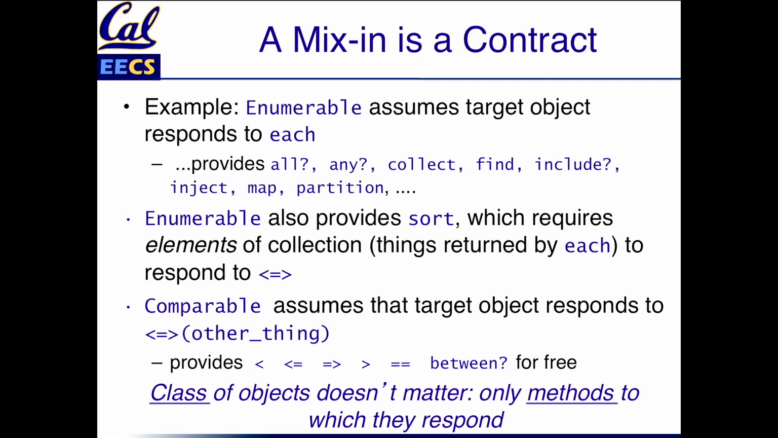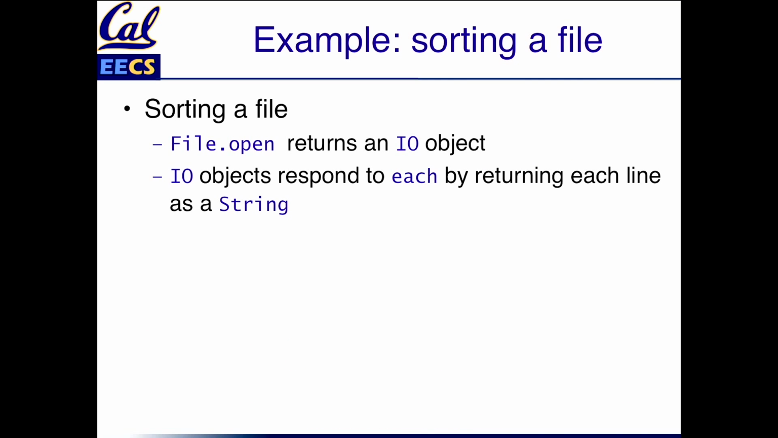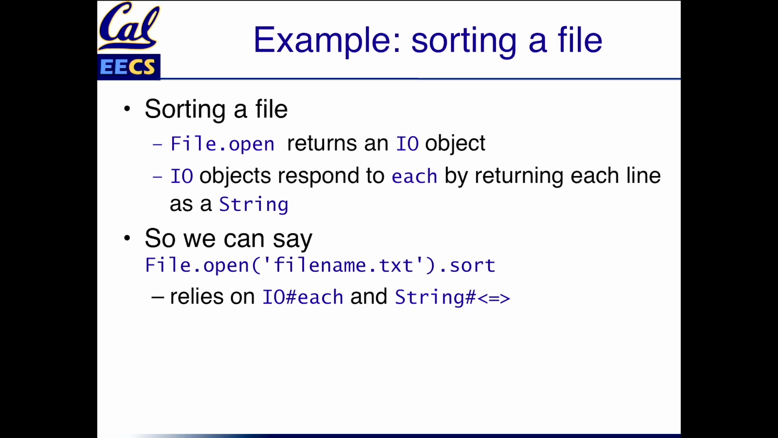Let's look at a couple of concrete examples of this. Sorting a file. Well, we have File.open. That's a method that returns an I/O object representing an open file. And I/O objects actually define each. They define it as, I'm going to return each line of the file in turn. That's a pretty sensible semantics for reading a text file. So what does that mean? I can say open a file and sort it. That's it. I don't have to provide anything because the thing that I'm calling sort on is a collection that responds to each. It knows how to yield every element of itself.